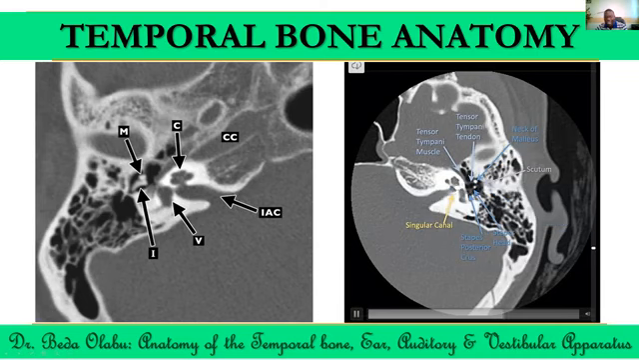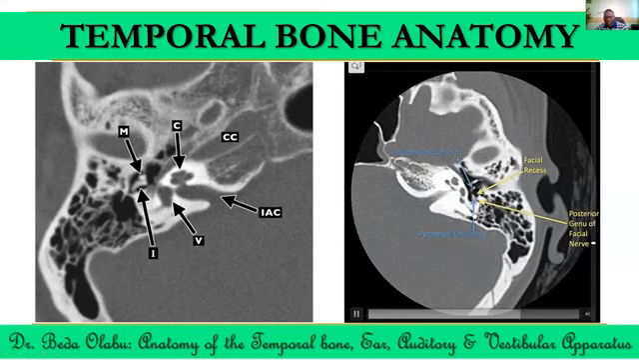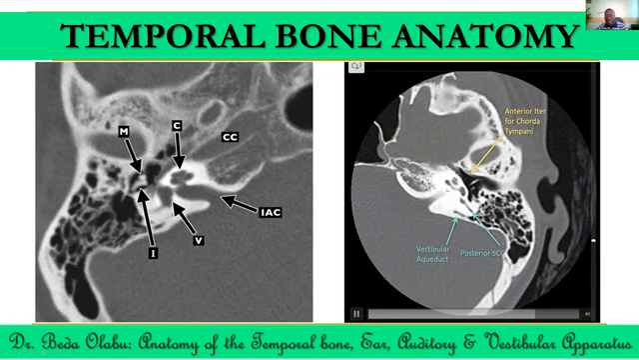So remember, we've not yet seen the basal turn of the cochlea. You'll see it shortly. We are still cutting, going down. You can see posterior semicircular canal. Now look at the orientation of the posterior semicircular canal, almost parallel to the long axis of the petrous bone. And that's what I was saying, that this one and this one will make a 90 degrees relationship. This posterior semicircular canal and the superior semicircular canal will make a 90 degrees orientation.